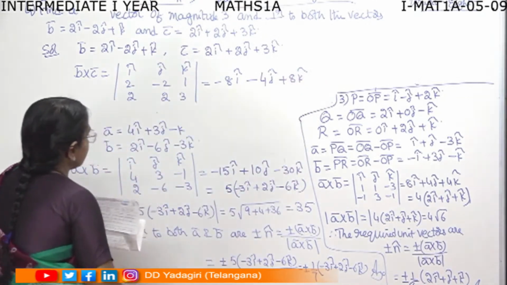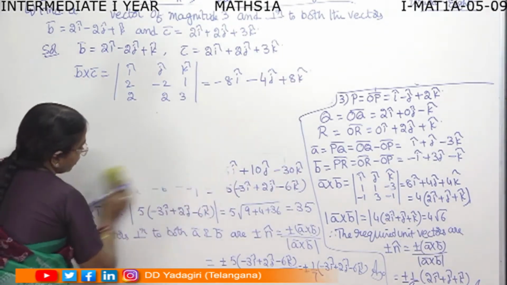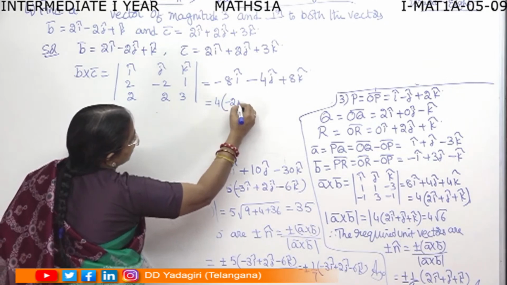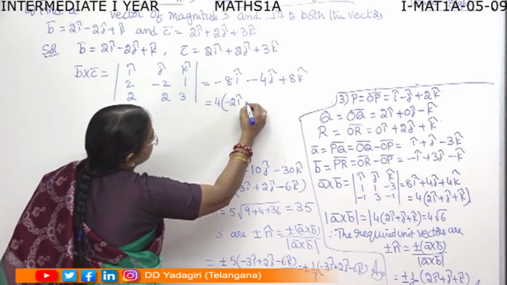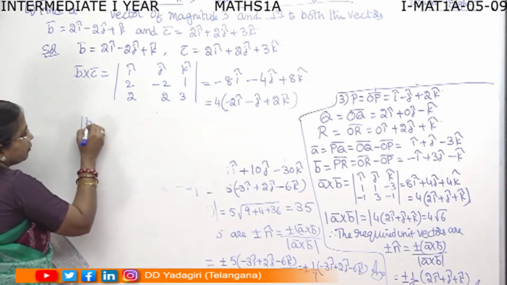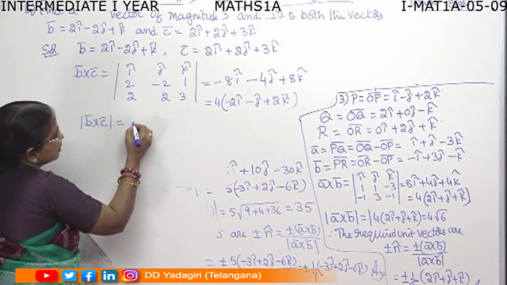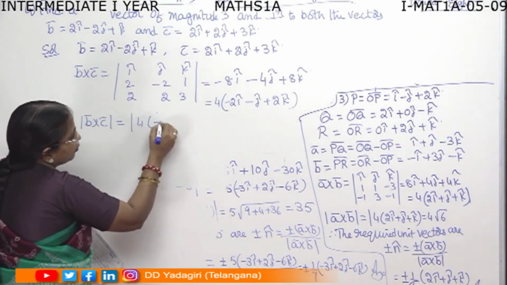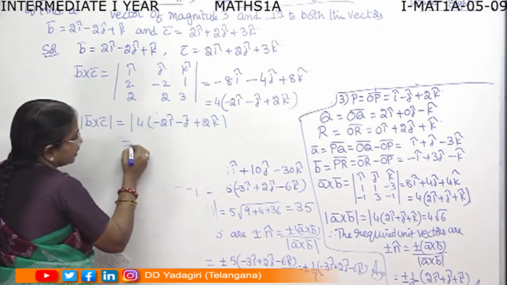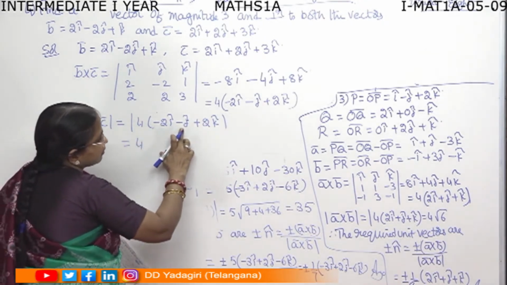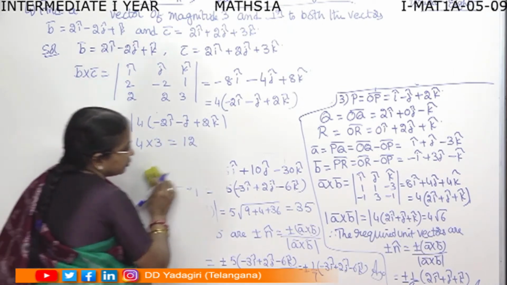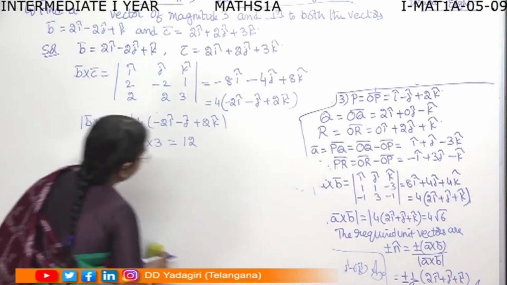So I'll get b cross c like this. Then find the mod, so you can take 4 common, then it is minus 2i minus j plus 2k. So you get like this, and then you find mod b cross c. Mod b cross c is mod of 4 into minus 2i minus j plus 2k. So you will get 4 into 4 plus 1, 5, 9. So that is 3, 4 threes are 12. You know the procedure, so you can find out the value.